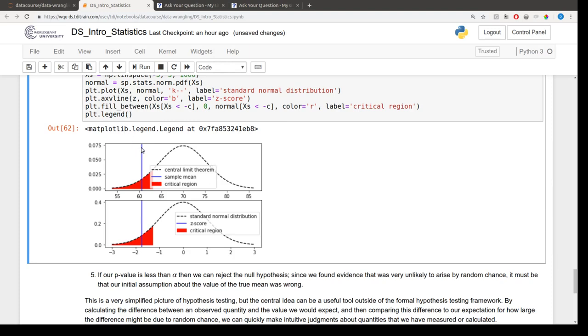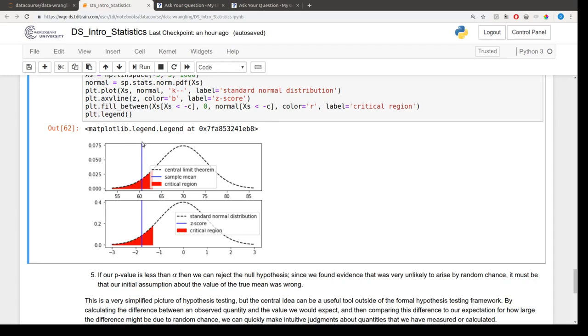We found a sample mean over here. If we were to shade the 10% critical region, that would start over here at about $63,000 and extend off to the left. So 10% of the probability under this curve corresponds with this red shaded region. The total area under this curve is 1, and the red shaded region has an area of 0.1.